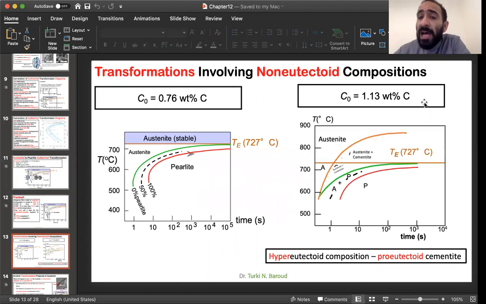If you have a hypereutectoid composition, let's say 1.13, that means you have a composition higher than the eutectoid. Now we are going to have some modification to this diagram, where you get an additional curve over here. If you hit this orange curve, it means that part of the austenite will transform into cementite.